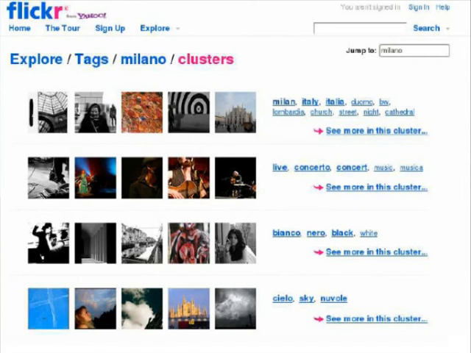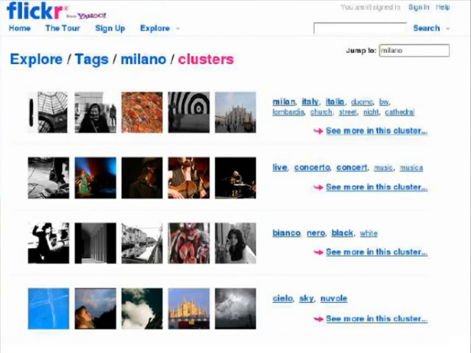So a very simple example. You go to Flickr. Flickr has a functionality called clusters. And I use the tag Milano, and I get these four nice clusters of Milano. So the first one is clearly about the city, so Milan, Italy, Italia, Duomo, Milano, because this is the common tag. So it's in English and Italian.